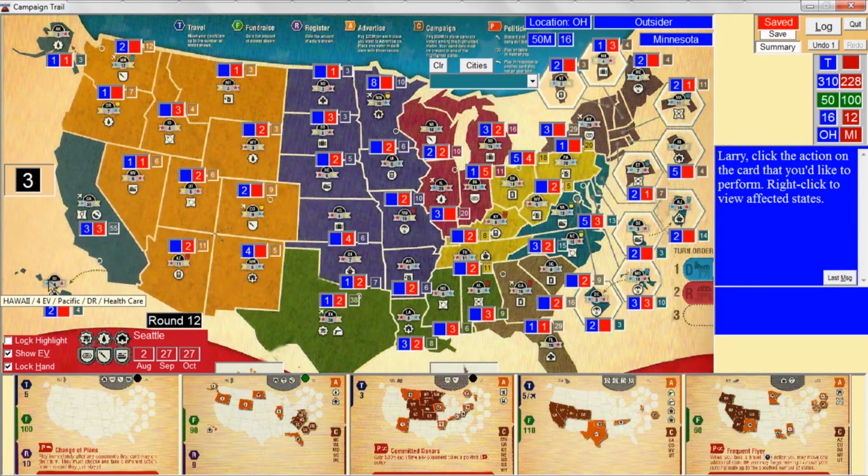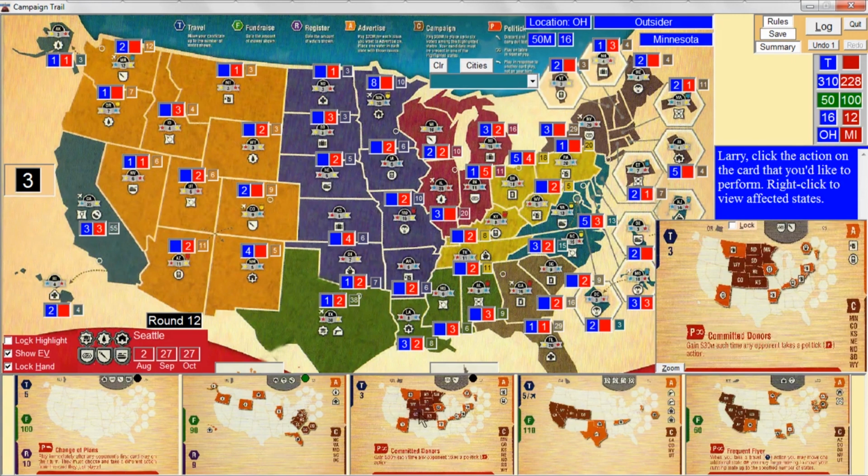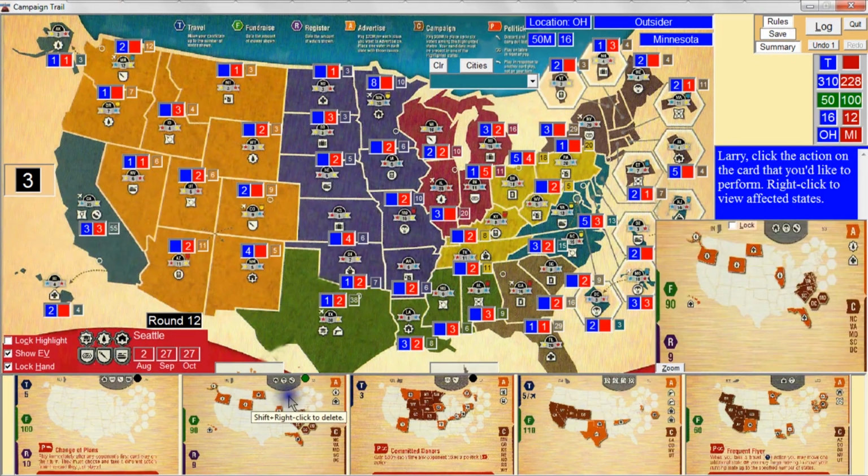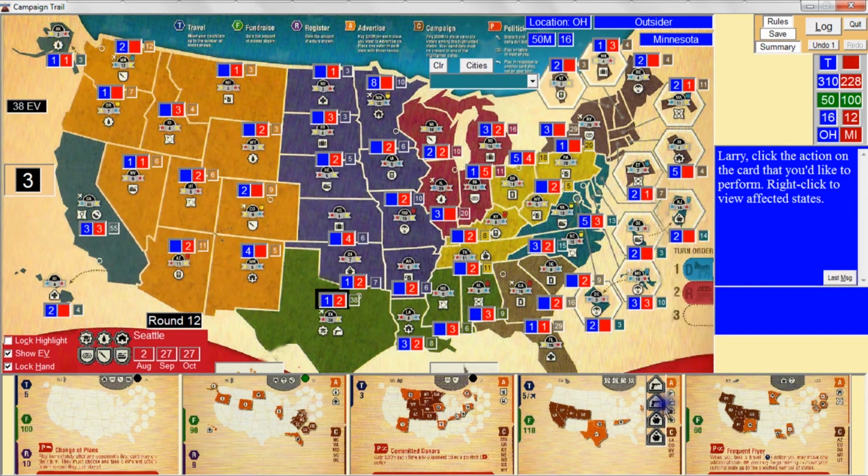2 cards remaining. So how do I look? I've got 2 good debate cards and 1 so-so debate card. And I've got $50 million and 16 voters. Ooh, Texas.